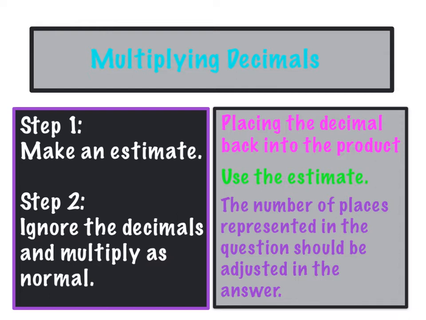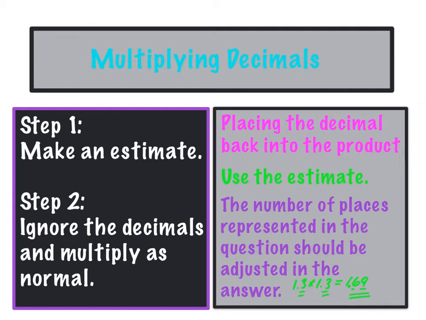Or the other one would be, here I wrote, the number of places represented in the question should be adjusted in the answer. So what that would look like would be something like this. If you have 1 3/10 times 1 3/10, we ignore the decimal, it's 169. Now since there are 2 digits represented to the right of the decimal in the question, we need 2 digits to the right of the decimal in our answer. So 1, 2, and that is how I know where to put that decimal point. I have 2 numbers to the right of the decimal in my product, and it matches up to over here. There's 1, and there's my second.